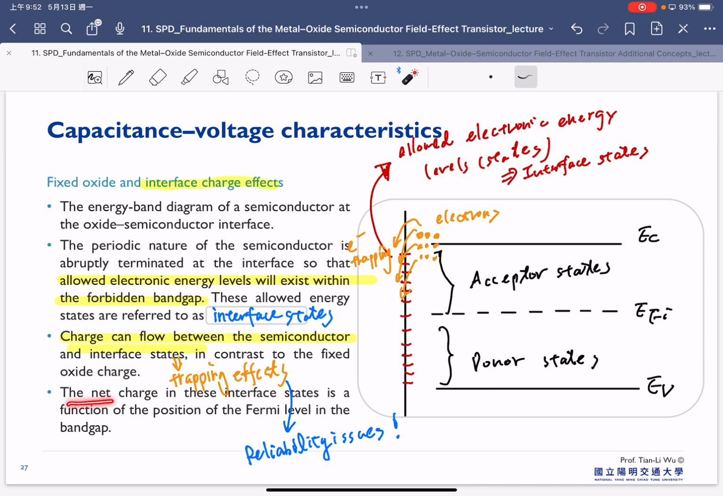So the net charge in this interface is a function of the position of the Fermi level in the band gap. So the net charge here depends on the energy level here. When we talk about reliability, I would say more than 15% of the effort is trying to understand the trapping, trying to understand what kind of bias will lead to the trapping effect, how we can minimize this trapping, and how we can do the modeling or the lifetime estimations.